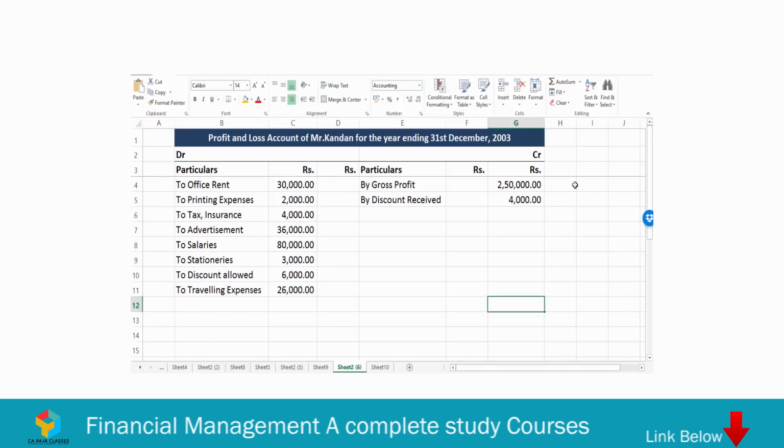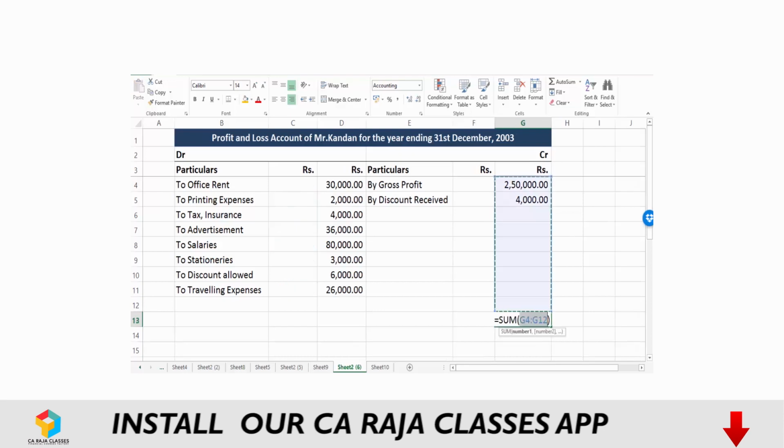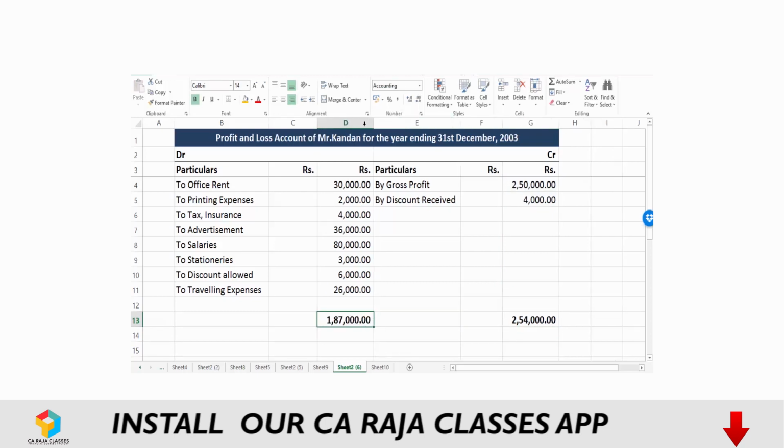So now let's total. I think on credit side we have a higher amount. So let me do the totaling. The total works out to 2,54,000, whereas on the debit side the total, say it is 1,87,000. So let's pick up this. So here we have a difference of 2,54,000 minus sum of all these items. So the difference is 67,000, right?